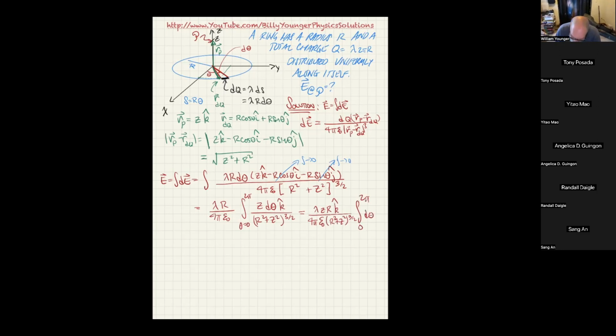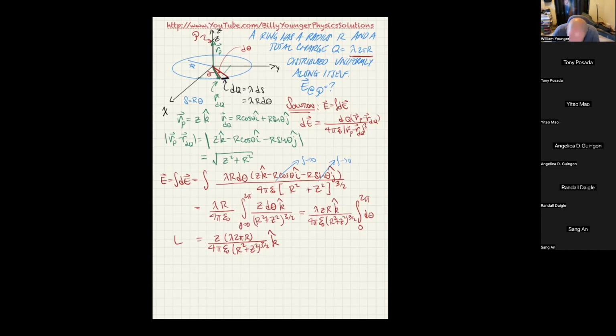Okay. So that's going to be, and notice how I group things. That's going to be z times lambda times 2 pi r over 4 pi epsilon naught (r squared plus z squared) to the 3 halves times k hat. And the reason I grouped it that way, you can see that lambda times 2 pi r is exactly the total charge Q from the top. So we can write it either way.